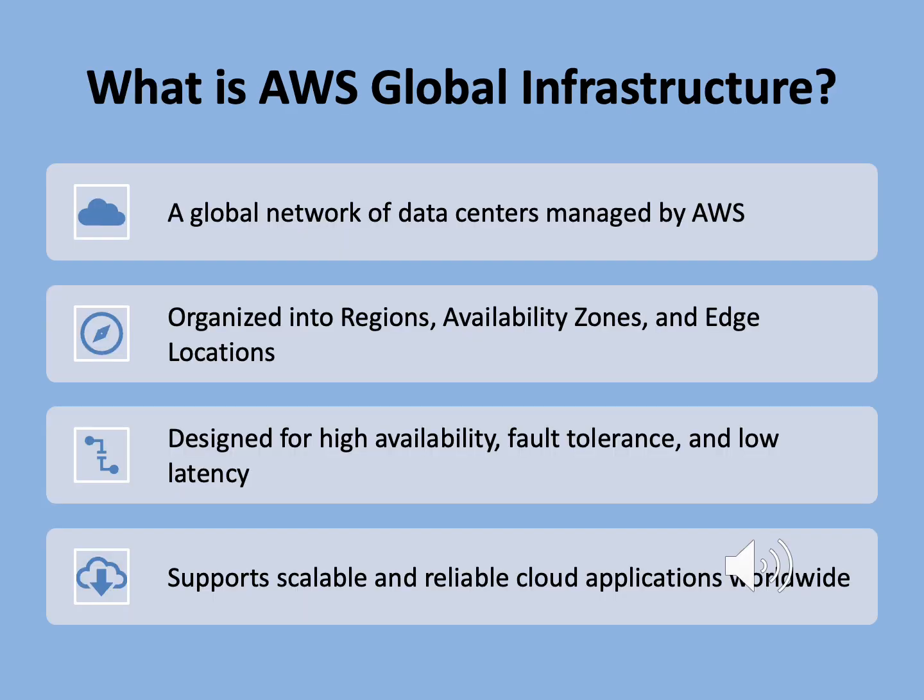AWS global infrastructure refers to a global network of data centers managed by AWS. These are organized into regions, availability zones, and edge locations. This design helps in building highly available, fault-tolerant, and low-latency applications that can scale globally.